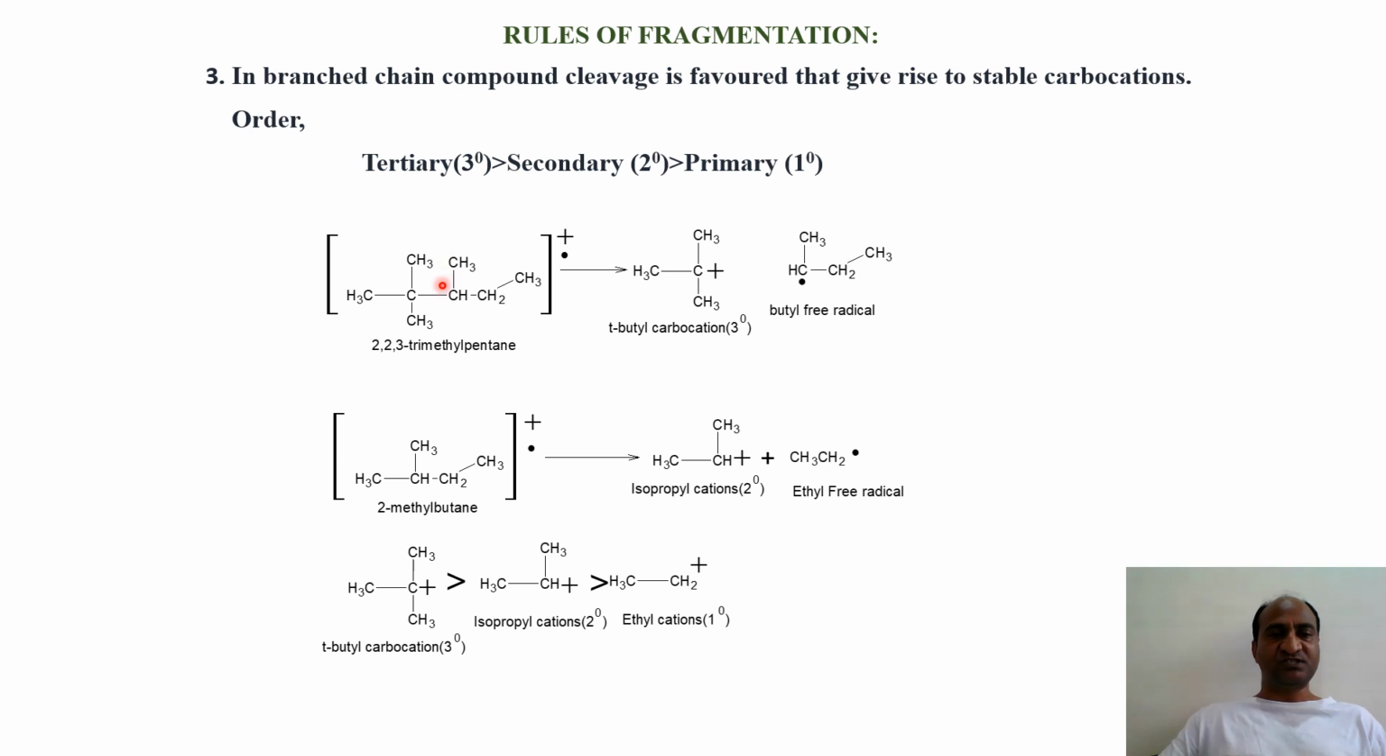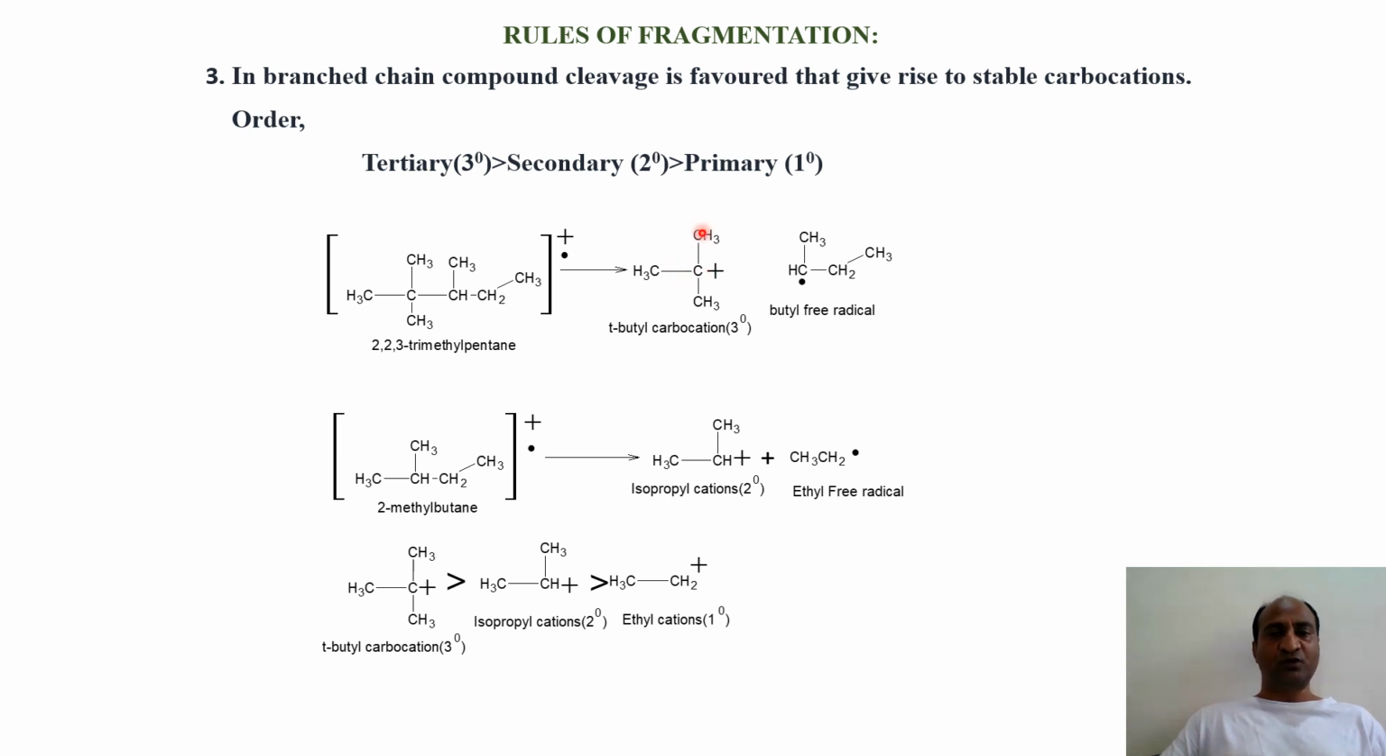Here from this position fragmentation is taking place. When fragmentation takes place from this position, the positive charge is possessed by this tertiary butyl carbocation, not by this secondary CH group. The reason is that in the tertiary butyl carbocation we have 3 methyl groups. These 3 methyl groups are electron donating or electron releasing groups. This methyl group will release electrons to this center carbon.